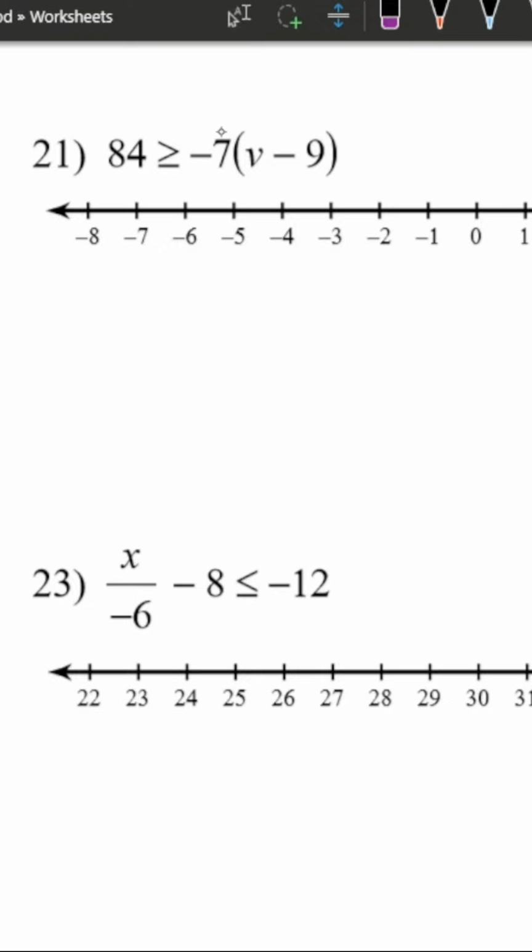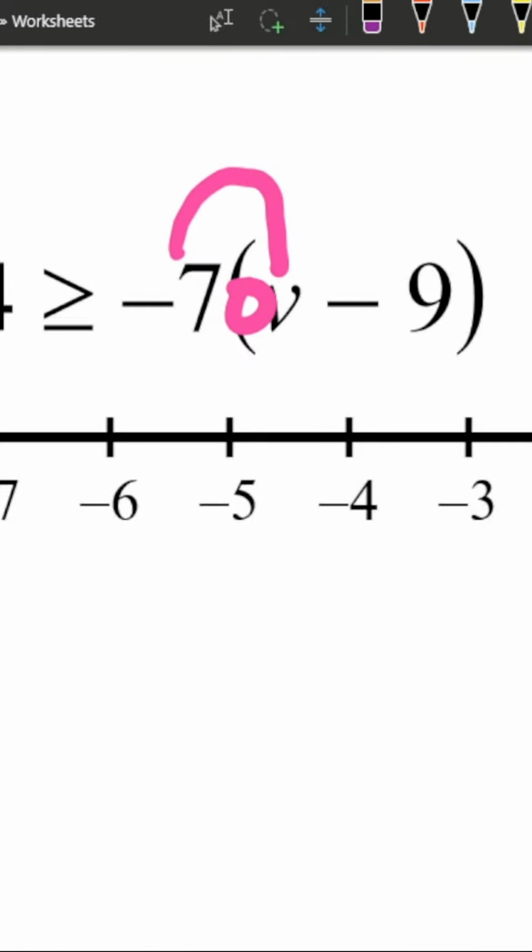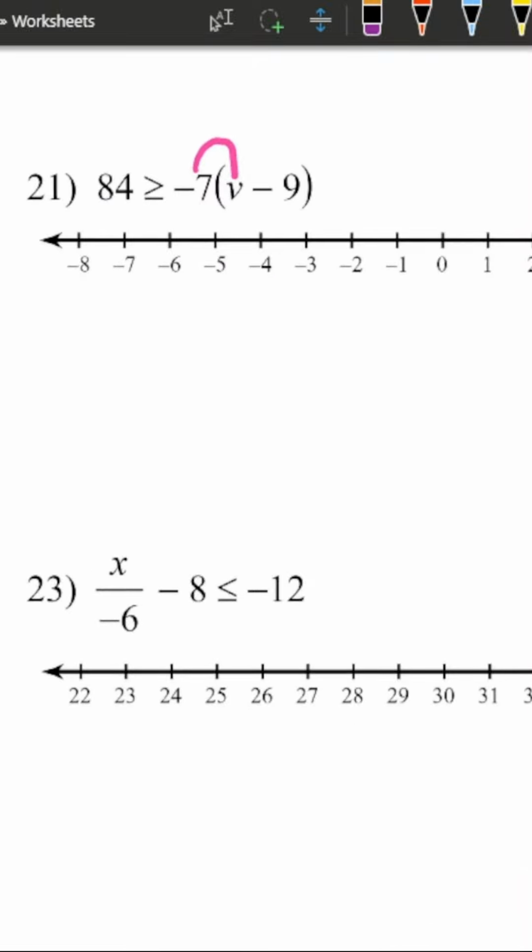So, we have to multiply this negative 7 times v. Does v have a sign in front of it right there? No. So that means the v is going to be what? Positive or negative? Positive. Very good. If it doesn't have a sign before it, it is positive. Then we're also going to have to multiply that negative 7 times that negative 9. The sign in front of the 9 belongs to that 9, which in this case is a minus sign, so it's a negative 9. So when we multiply this out, we haven't done anything to the left.